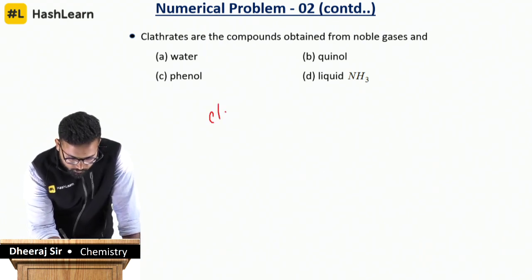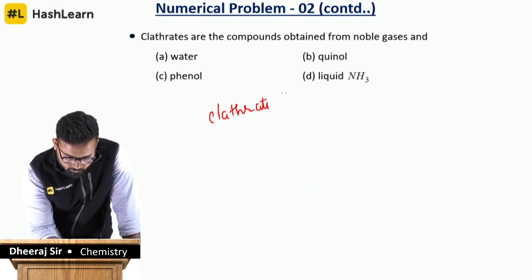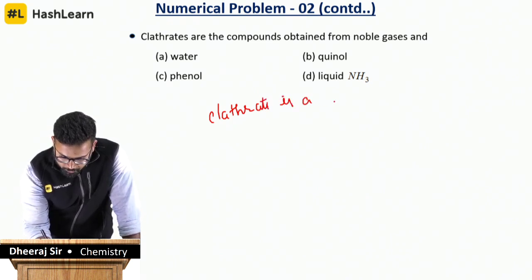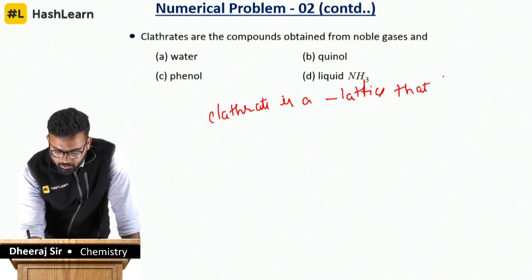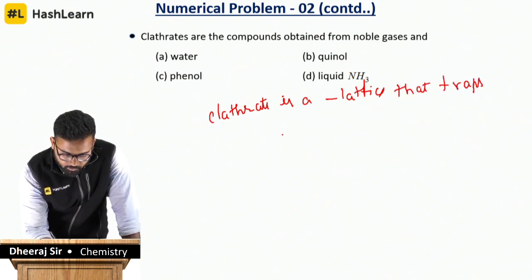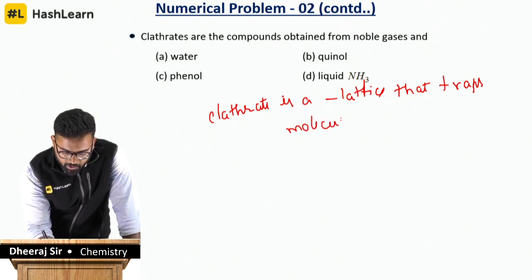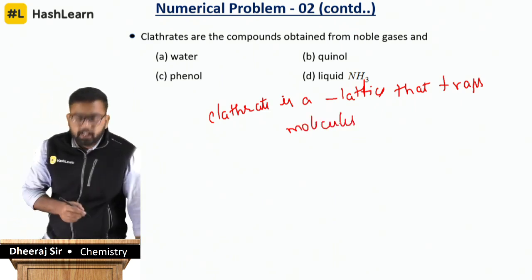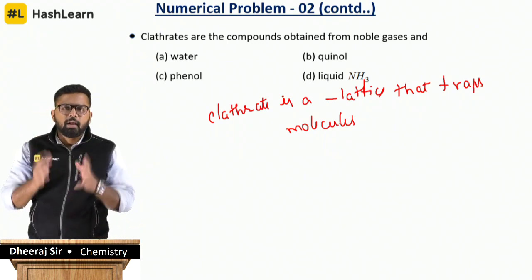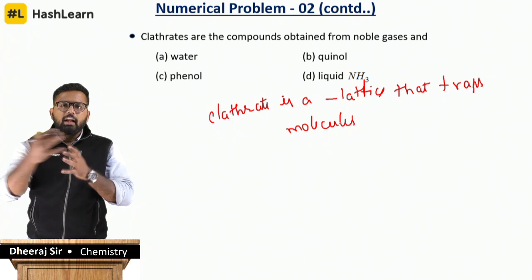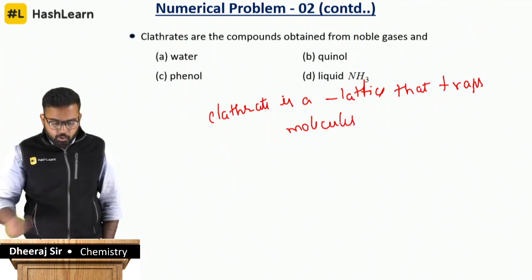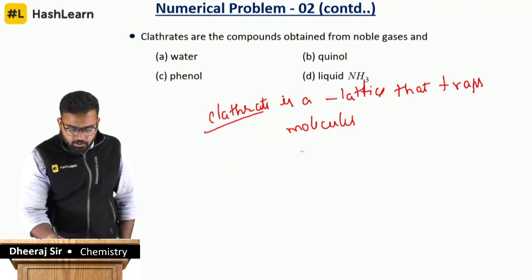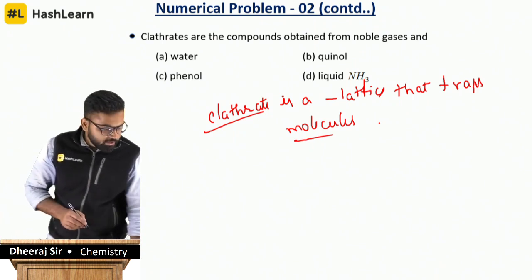So a clathrate is a chemical substance consisting of a lattice that traps molecules. So if you look at what a clathrate is, the moment it is formed, it tries to trap or it tries to bind a molecule which gets entrapped into the lattice. So that's exactly what a clathrate is. So go ahead and you should be able to give us the answer.